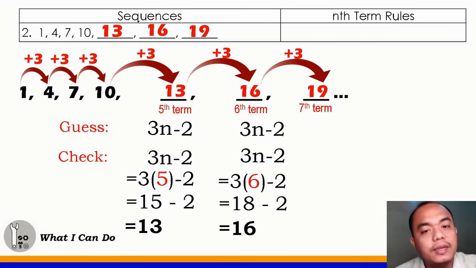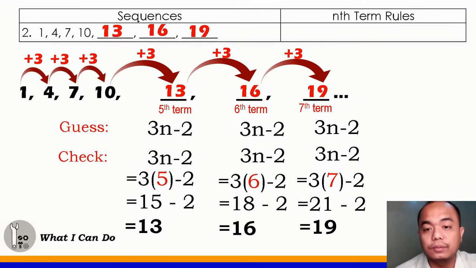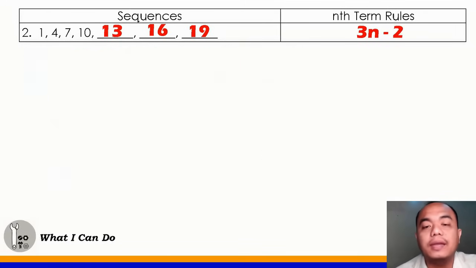So our sixth term is correct. Let's have the seventh term. 3n minus 2, and then we have 3 times 7 minus 2. And then 21 minus 2, and then we have 19. Okay? So we have the nth term rule here is 3n minus 2.